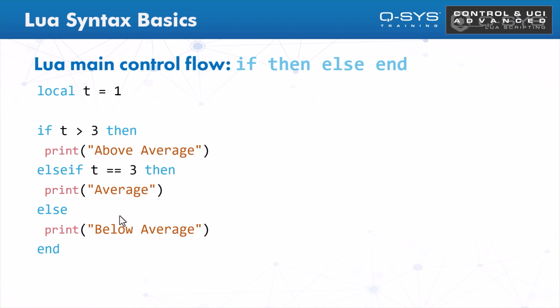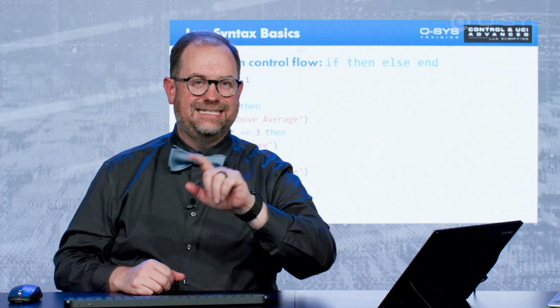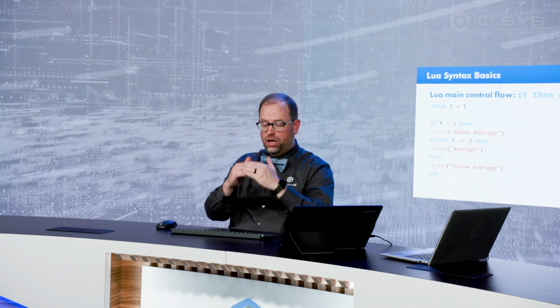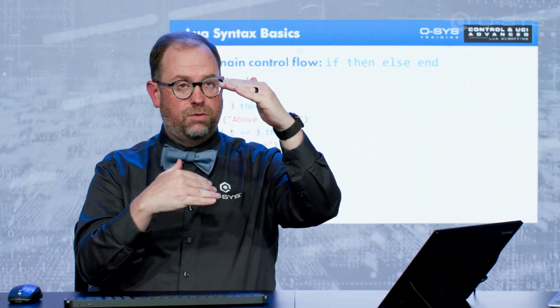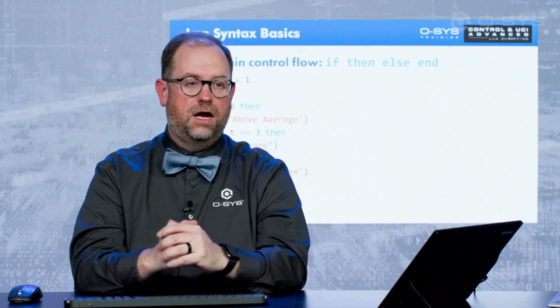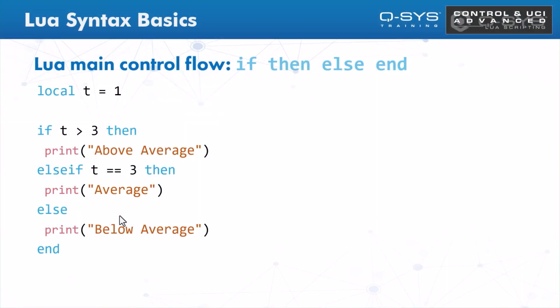If yes, if no. Yeah, so if t actually equals 3, then print the string average, else print the string below average, end. So that's actually an important use of the keyword end. We are concluding the chunk of code. This way, Lua knows where to start and where to finish with this bit of logic. When you start writing logic, you're opening it, and so when you conclude a particular chunk, you have to end it. So let's talk through this.